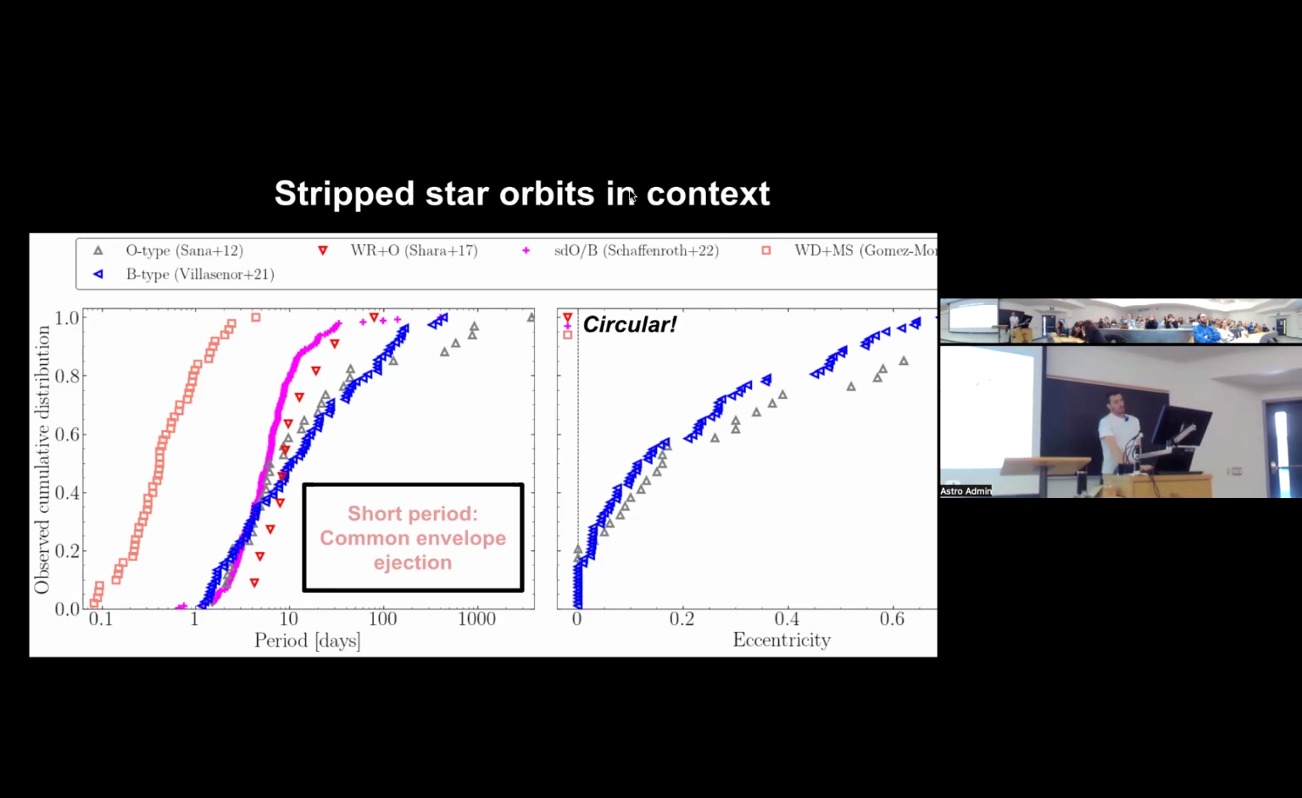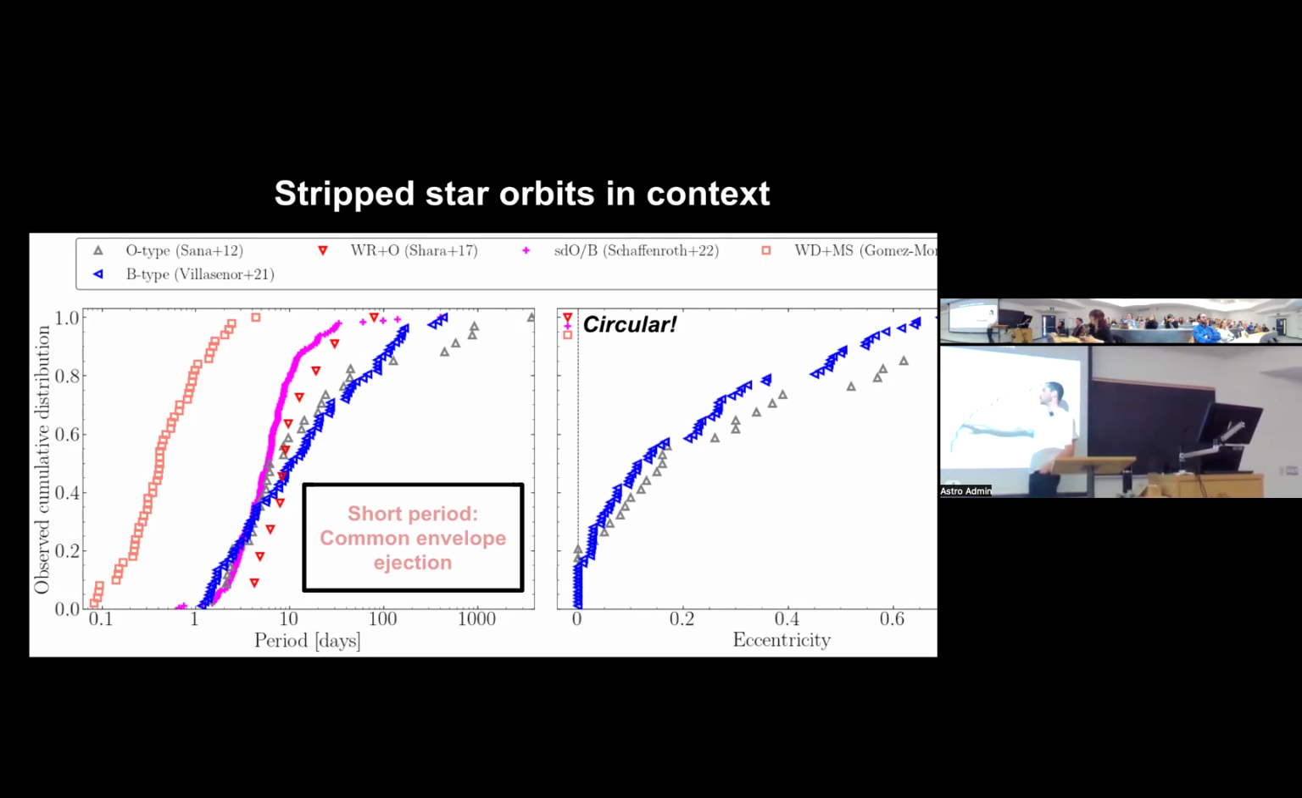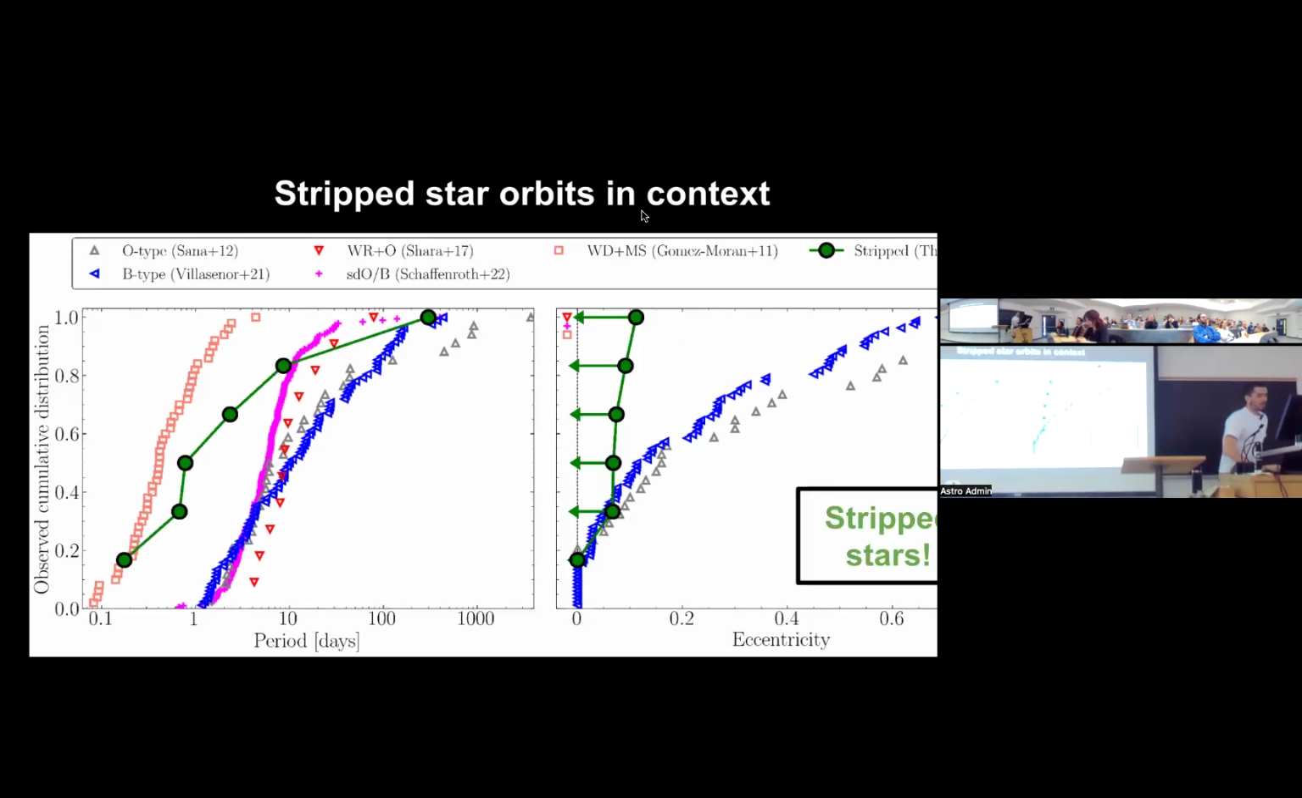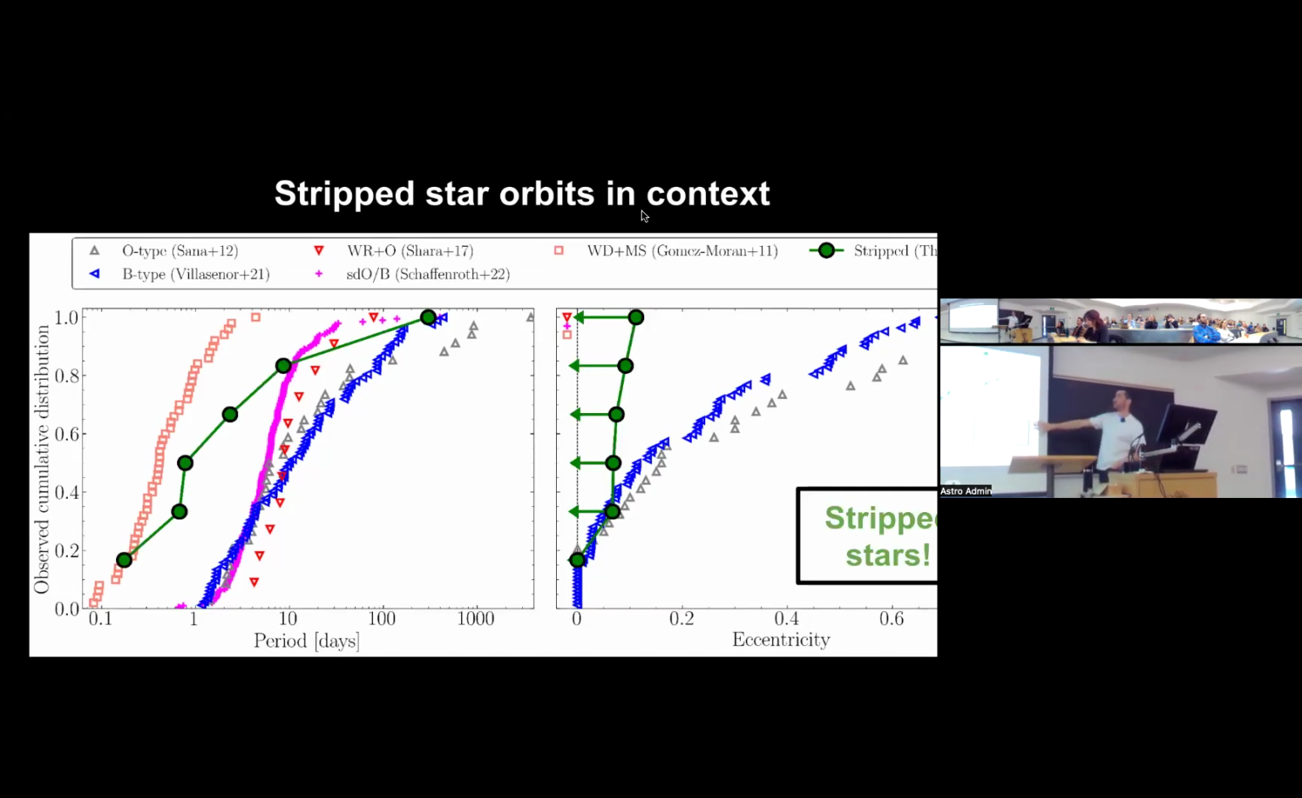Additionally, just to show you how tight things can get, here are some white dwarf main sequence systems from Gomez and Moran, 2011. These are very short period because they were formed through common envelope evolution. And these systems can be something like hours to days for periods, and again, circular. So if you see something very short, this is probably telling you that it's common envelope. And finally, here are the stripped stars on top of these distributions I just spoke about.